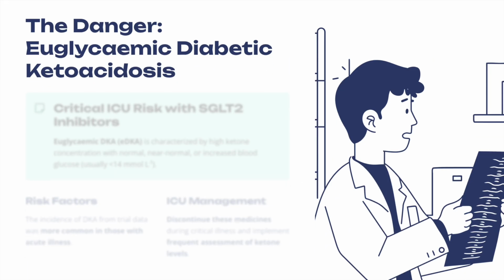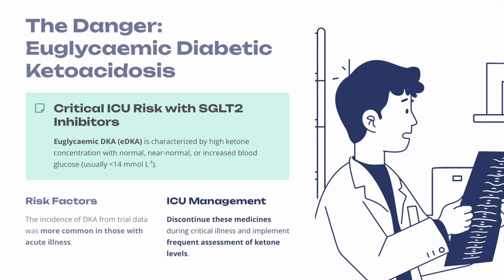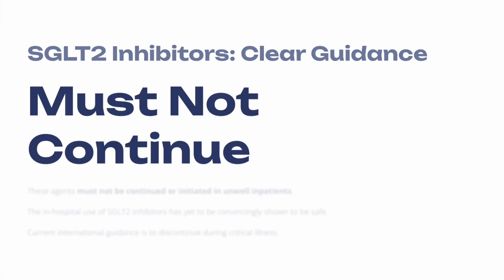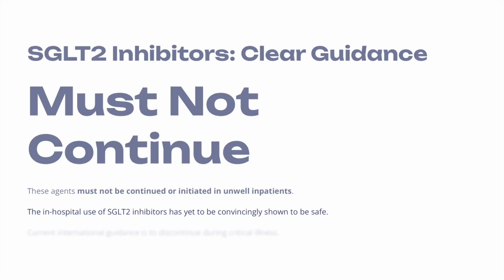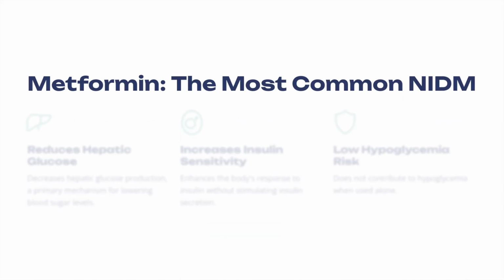Now the danger is that it can cause euglycemic DKA, which means that you get a very high level of ketones when your sugar levels are nearly normal. The risk factor is again critical illness. So in the ICU, it is always better to discontinue this medication. Regarding SGLT2 inhibitors, the most important thing is do not continue them. They have to be stopped, and you should wait before restarting this patient, at least even in hospital. Current international guidelines do not recommend continuing it.